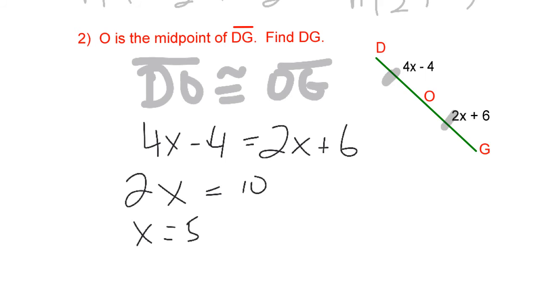Now the question was, how long is the segment DG? So if x is 5, 2 times 5 is 10, plus 6 is 16, so this is 16, and because O is the midpoint, segment DG will also be 16 units long. Okay, so DG is equal to 16 units.